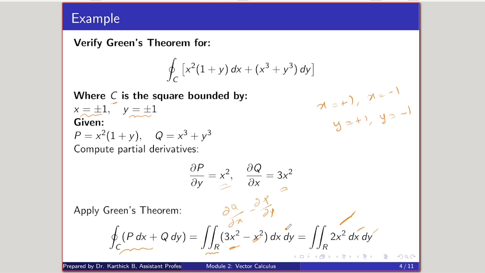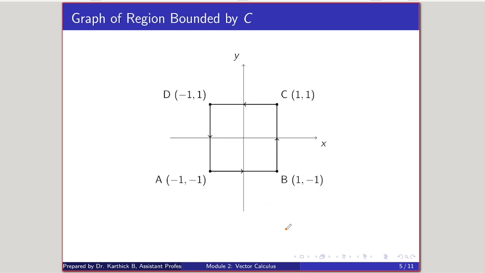So we have to draw a region by using these equations. So this is the region. Here clearly it will be y equal to minus 1. This line will be x equal to 1. Here y equal to 1. Here it will be x equal to minus 1. So we have drawn the region.